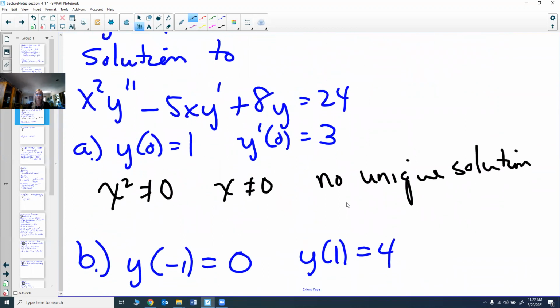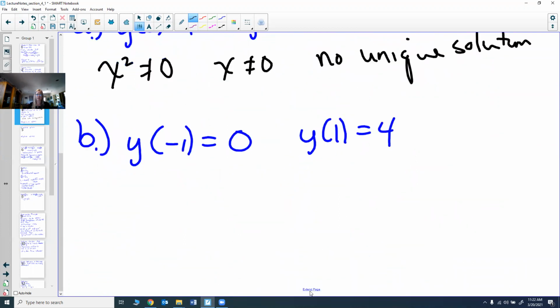Okay, let's look at another problem. Let's say in this case, y of -1 equals 0 and y of 1 equals 4. So this is a boundary value problem because we have different conditions for my x's. My independent variables are different values. So this is a boundary value problem.